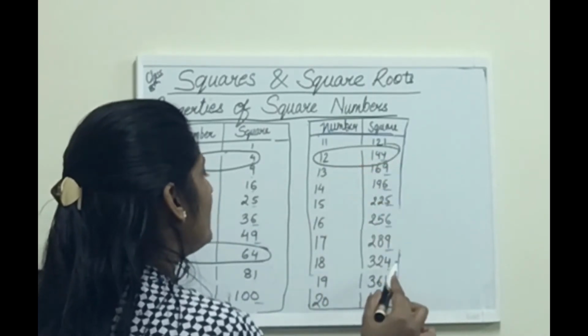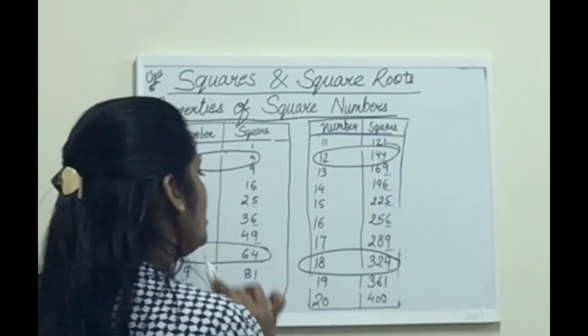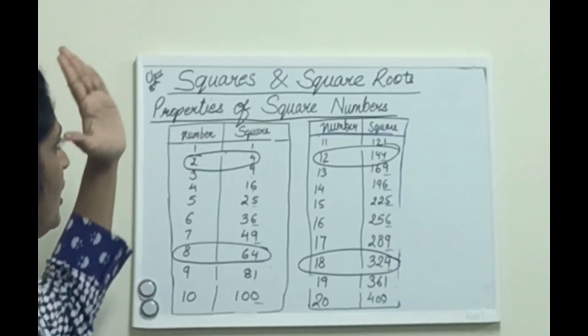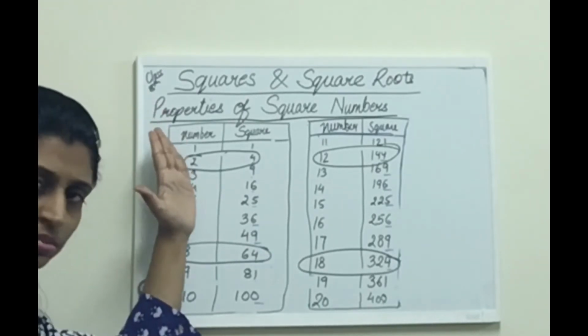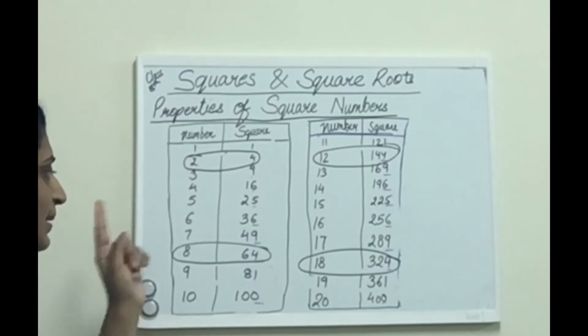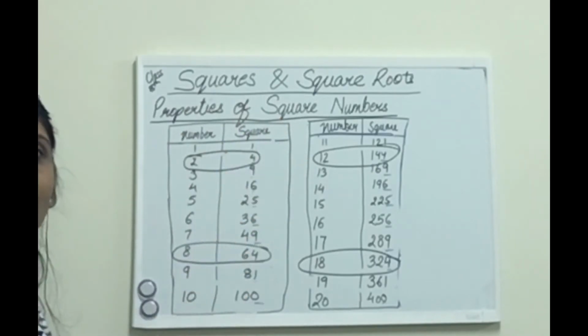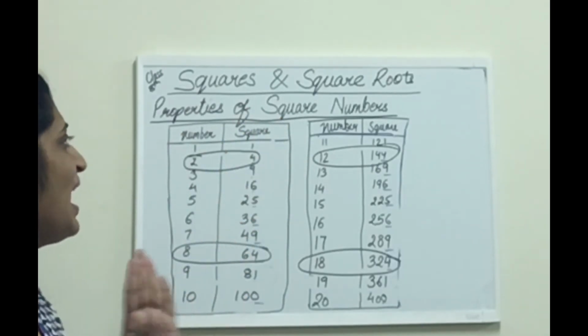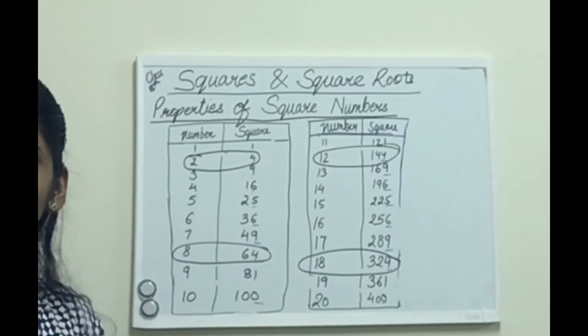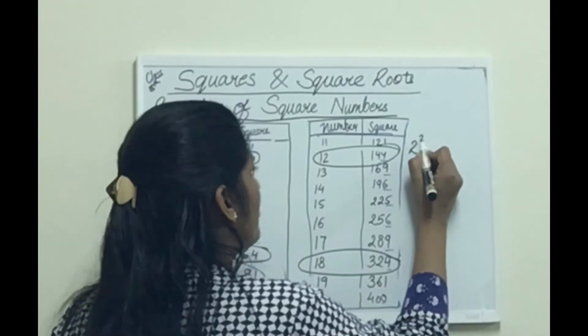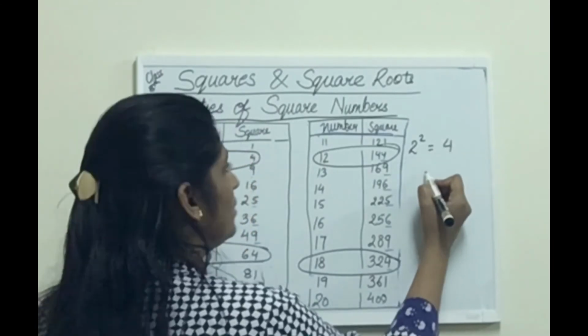This time I am not going to state the property. You are going to let me know what the property is. And yes, you are correct: if a number ends with 2 or a number ends with 8, the square of the number will always end with 4. What I want to say is very clear from the table.